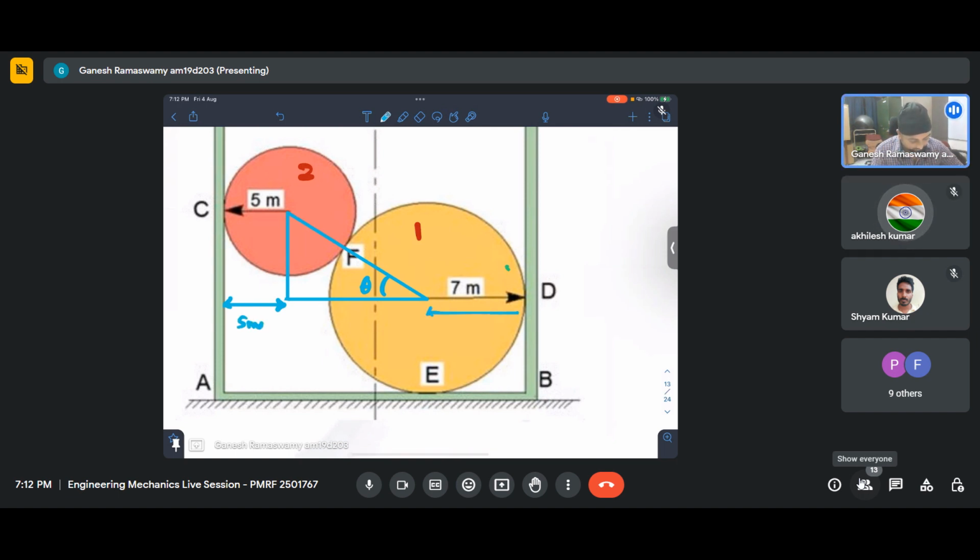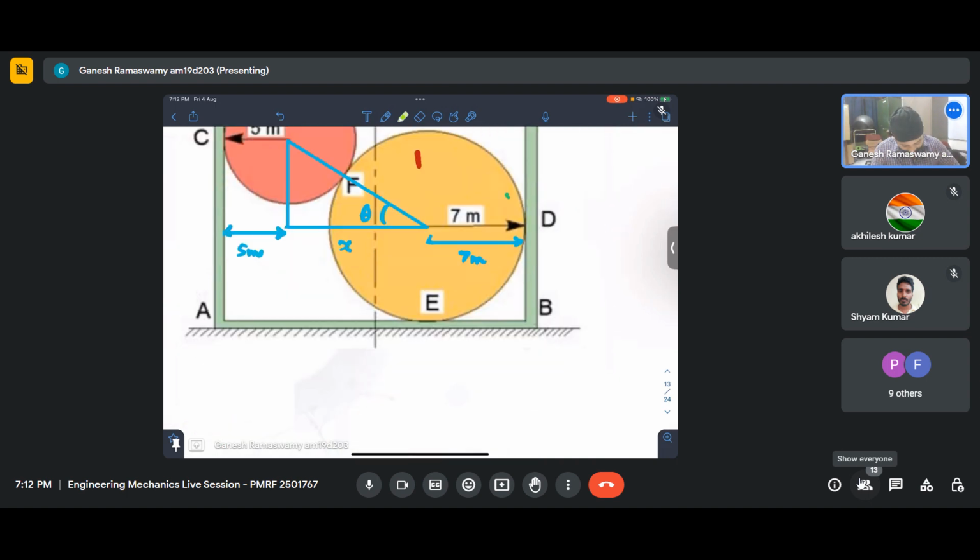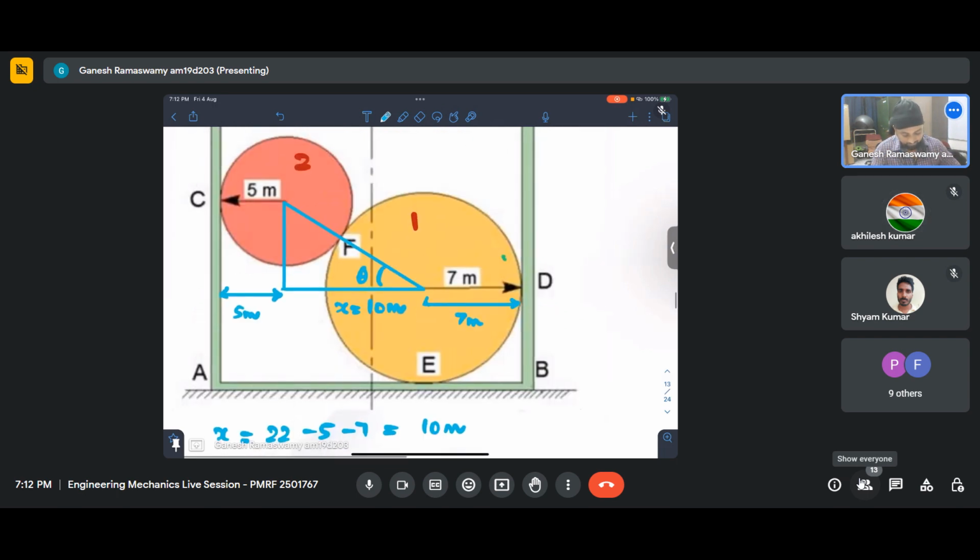And similarly, this is 7 meters. This is some x. But the total is given to be 22 meters. So can we calculate x from there? X is 22 meters minus 5 minus 7, which is coming to 10 meters. So this x is actually equal to 10 meters. Okay. Are we in a position to calculate this distance, the vertical distance? We don't know what this height is. So that will be hard to calculate.